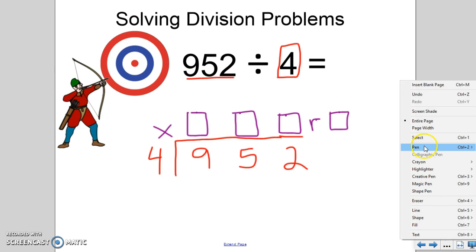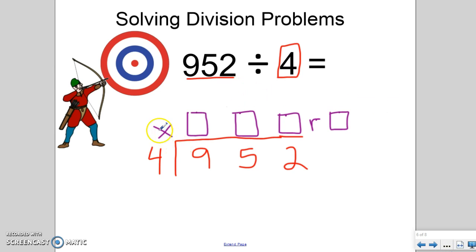Okay, so now we are going to go ahead and start solving it, and we're going to use multiplication man, and we're going to use our idea of a bow and arrow trying to hit a target. Now, because this is a 3-digit problem, I'm going to end up with 3 different targets. So I'm going to go ahead and circle my very first target. Now, I can't circle my second target or my third target because those will always change as the problem goes. So here we go. I am thinking 4 times what gets me closest to 9?